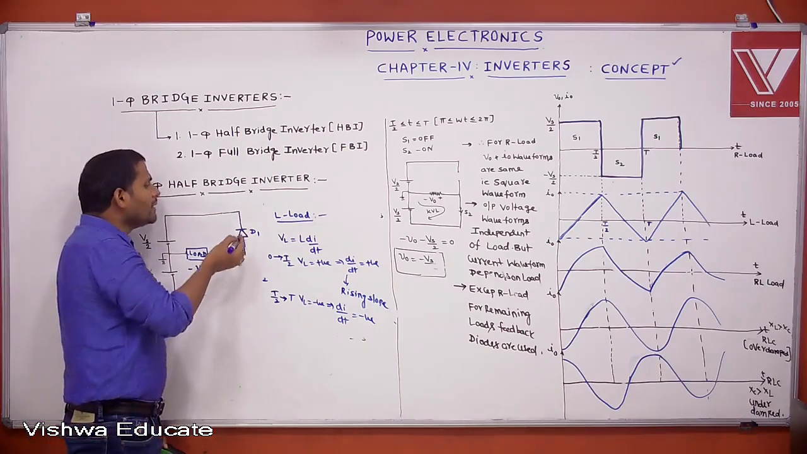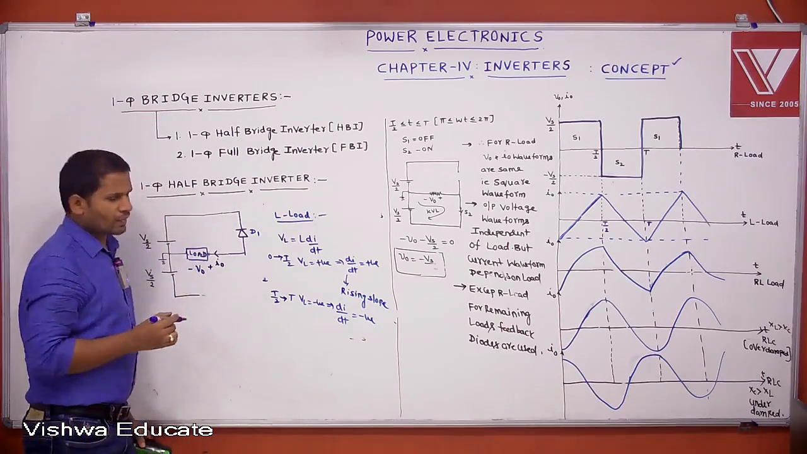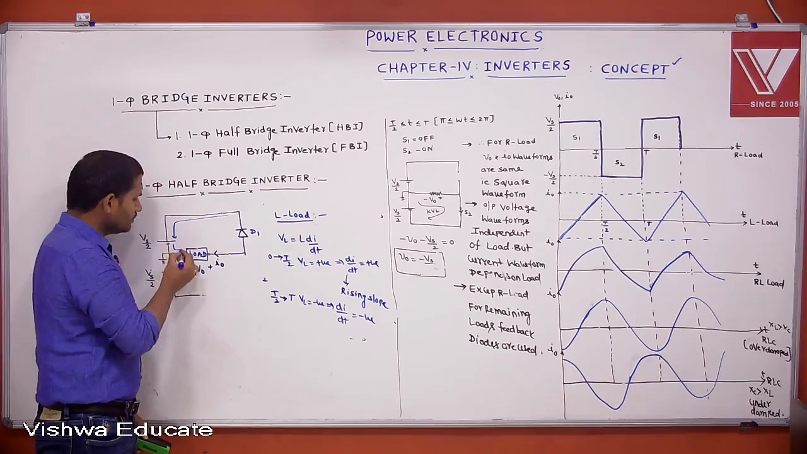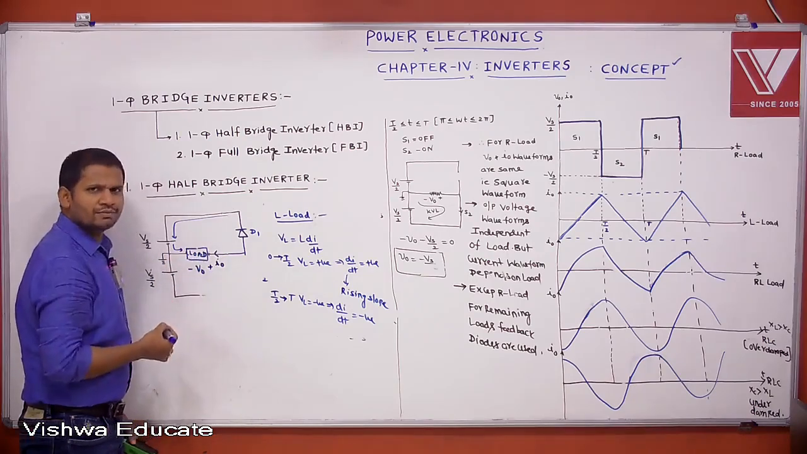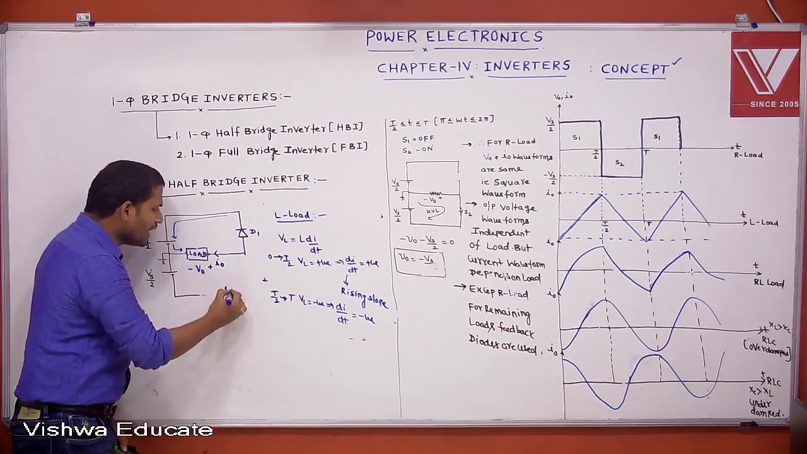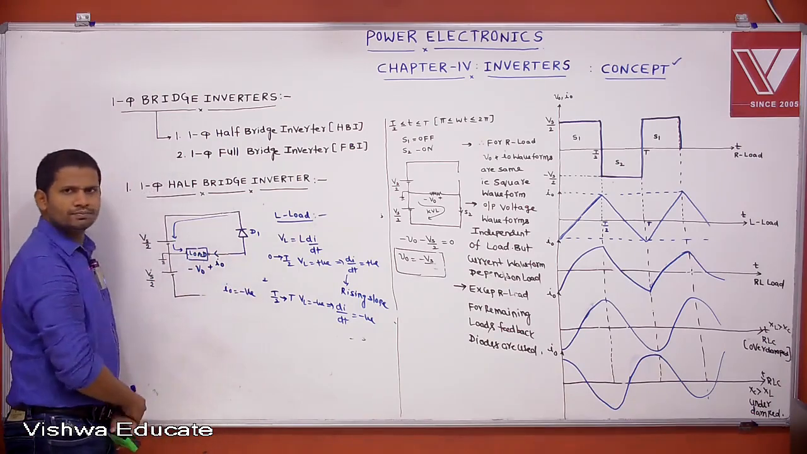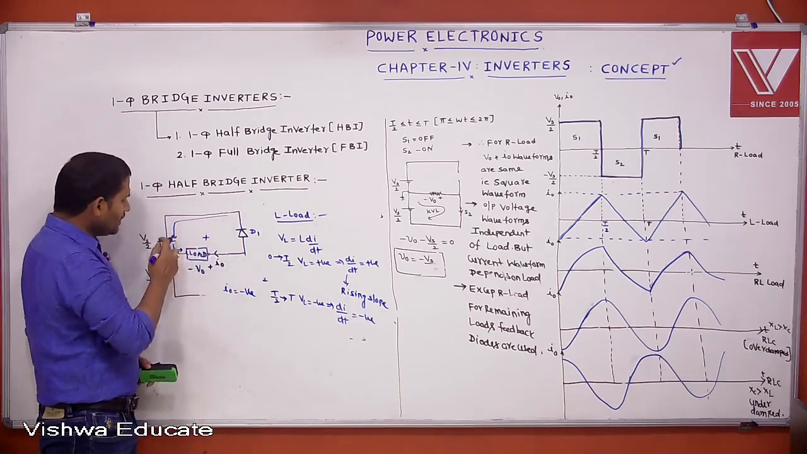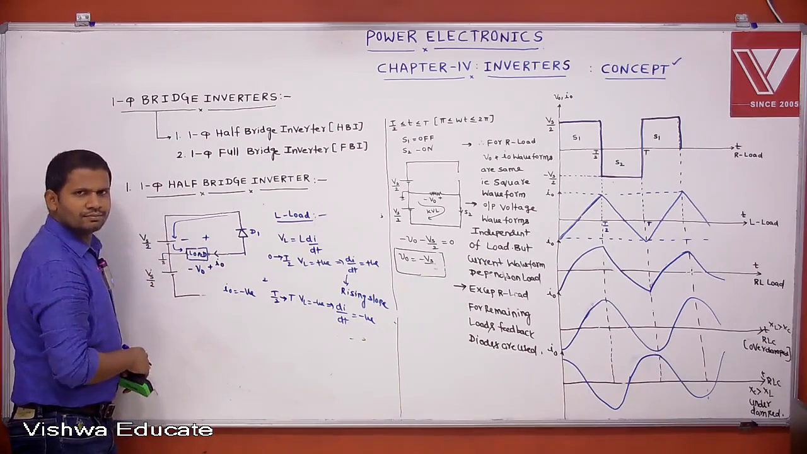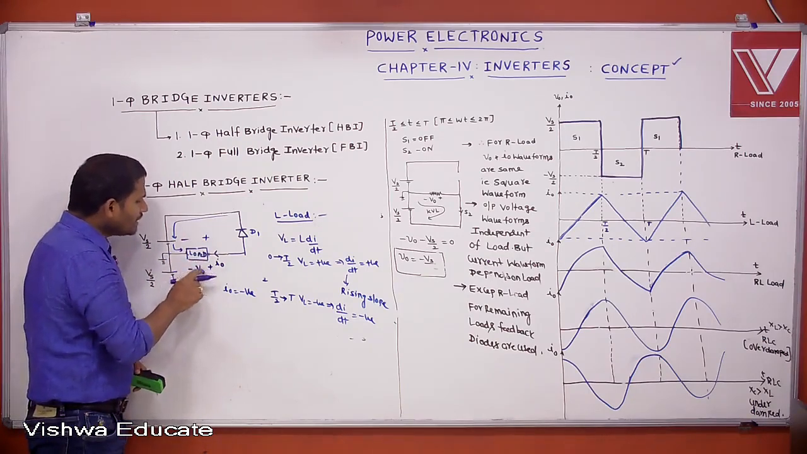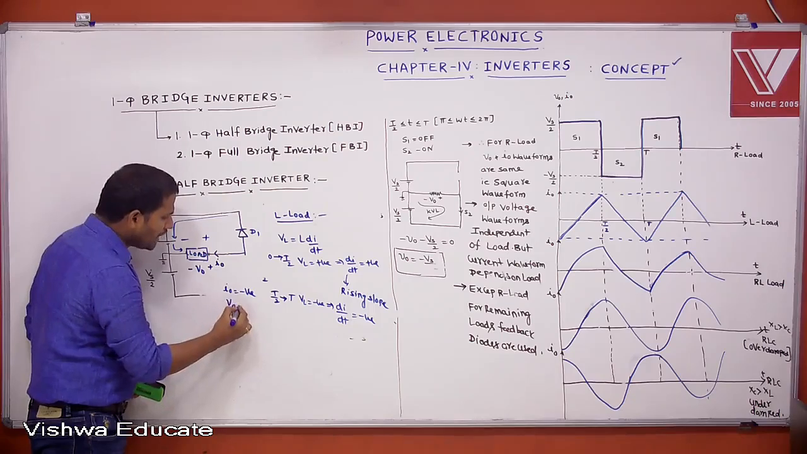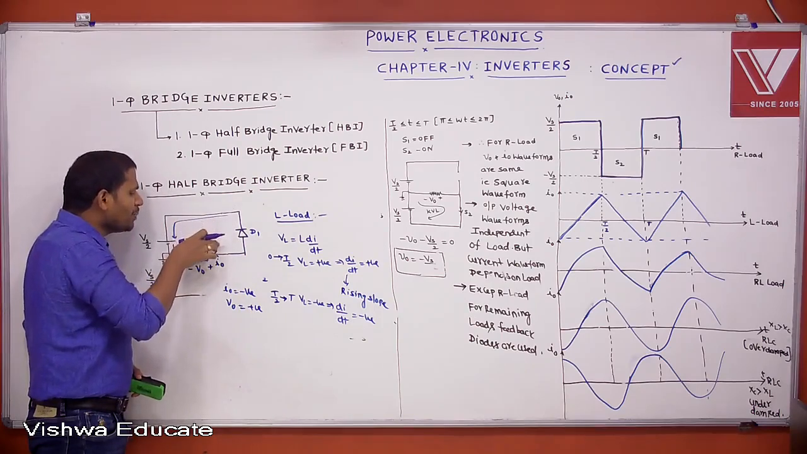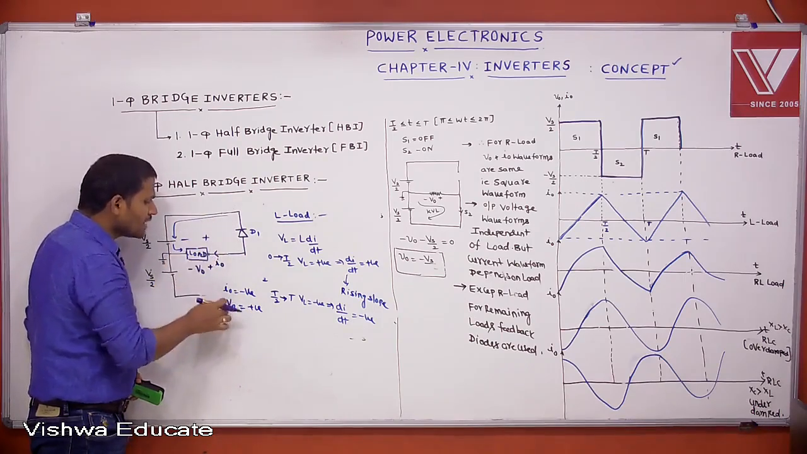For example, tell me, if D1 is conducting, this is the direction of current supplied by D1. Same direction or opposite direction? Opposite direction. That is, I0 is negative. If D1 is conducting, this positive polarity is connected here and this negative polarity is connected here. This is negative positive and this is also negative positive. Then what about V0? Positive.